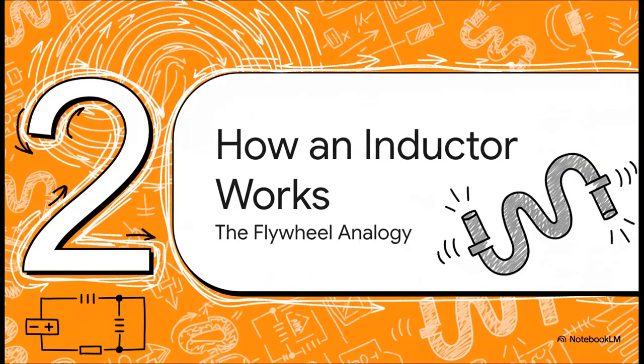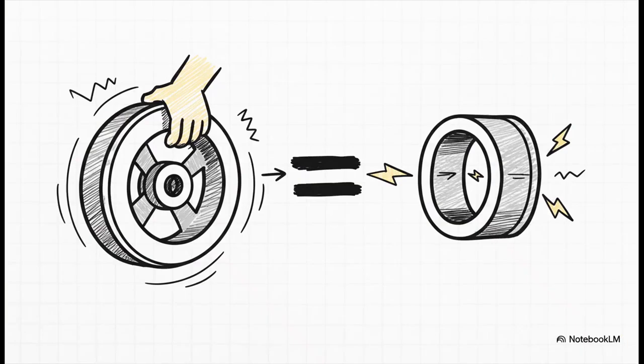All right, so now that we know what it is, let's get to the really interesting part. How does this simple coil of wire actually work its magic inside a circuit? The best way to wrap your head around this is with an analogy. I want you to picture a big, heavy flywheel. It takes a ton of effort to get it moving from a dead stop, right? It resists that change. But once it's spinning, it wants to keep spinning. It has inertia. It also resists any attempt to slow it down. An inductor does the exact same thing, just with electric current instead of physical motion.